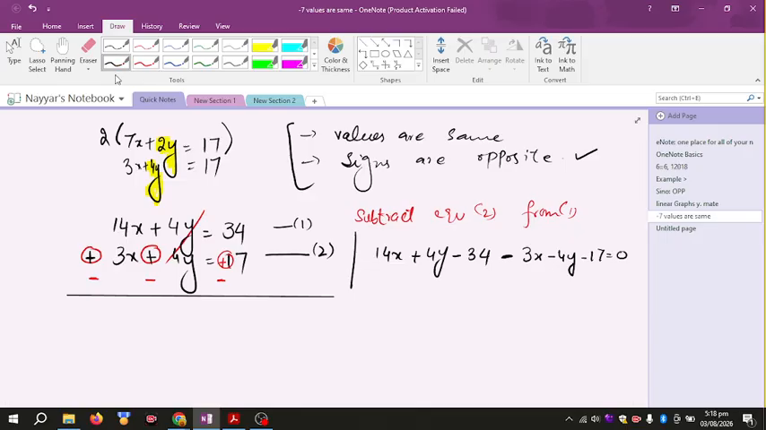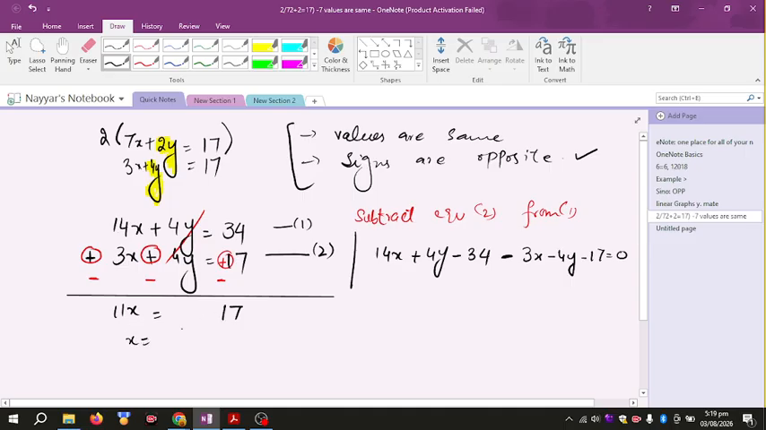So what is 14 minus 3? It's 11x is equal to 34 minus 17. What is 34 minus 17? It's 17.